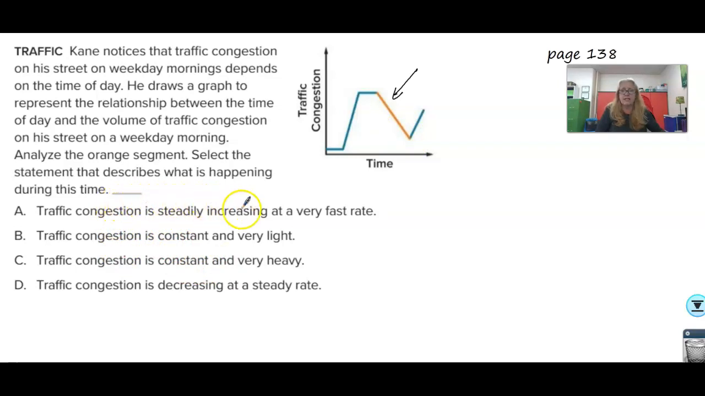Traffic congestion is steadily increasing, not at the orange place. Traffic congestion is constant and light. No, that's down here. This is constant and light. Traffic congestion is constant and very heavy. No, constant and very heavy is up here. Traffic congestion is decreasing at a steady rate. Winner, winner, traffic congestion, chicken dinner. That's the one. That one.